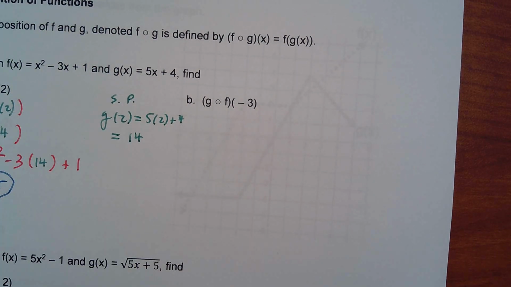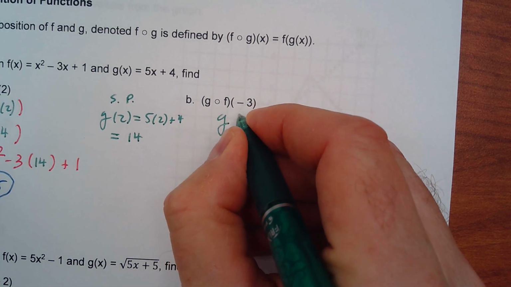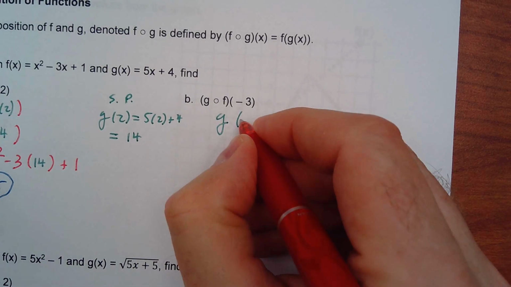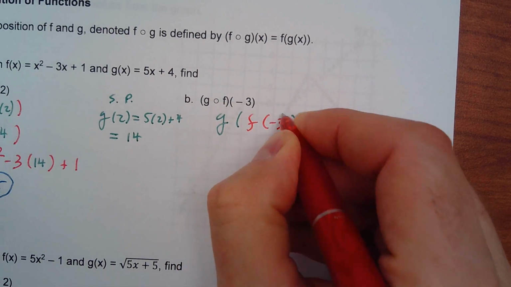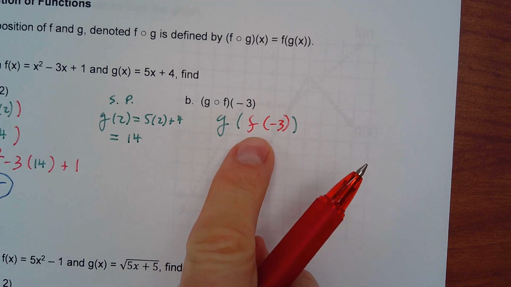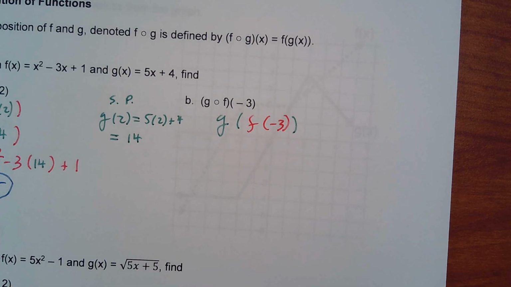Now here my functions are in reverse order, so it means now G is the outside function, F is the inside function. So now F is my washer, G is my dryer, or F is my mixer, G is my oven, however you want to think about it.